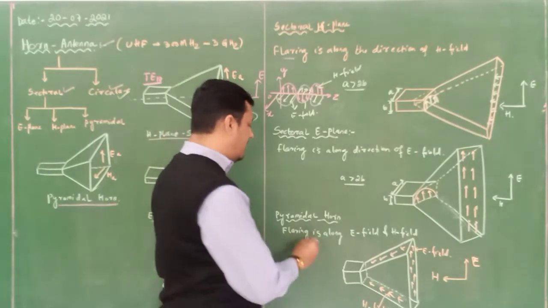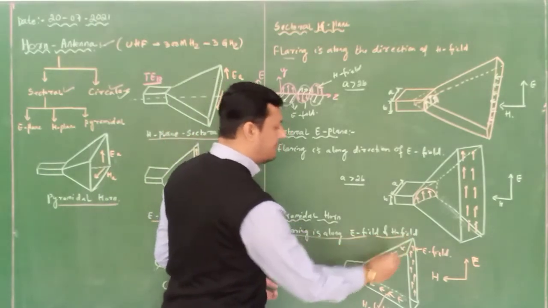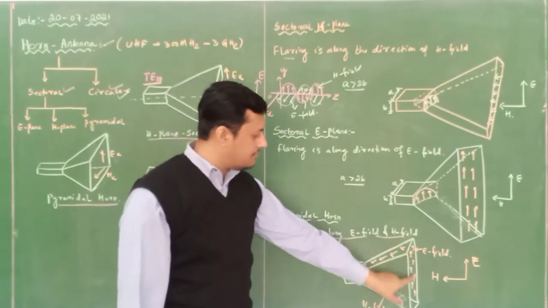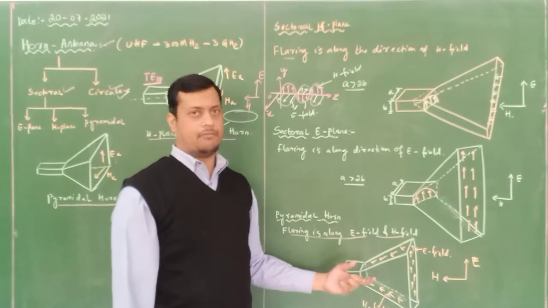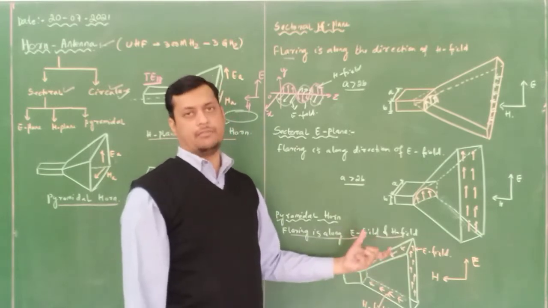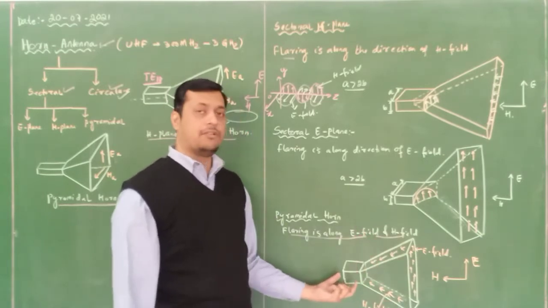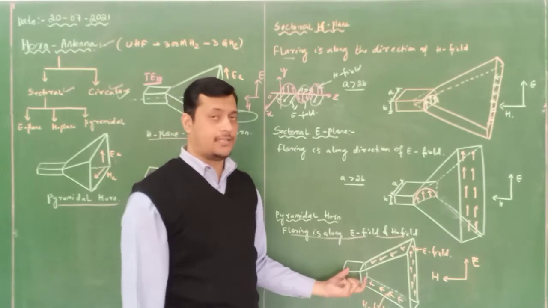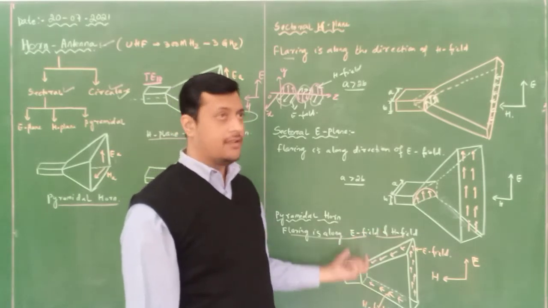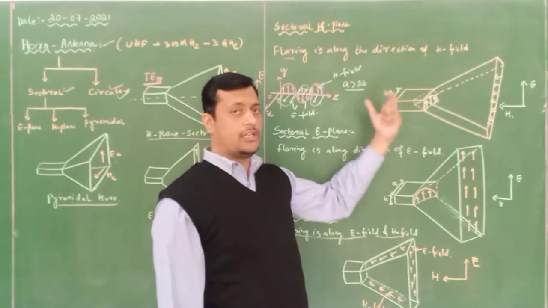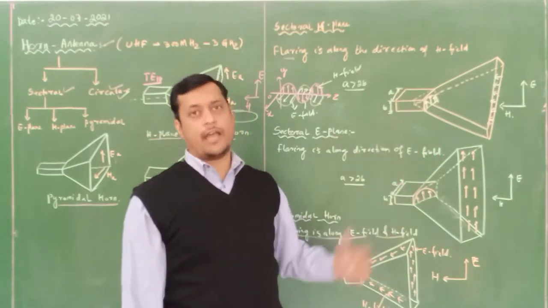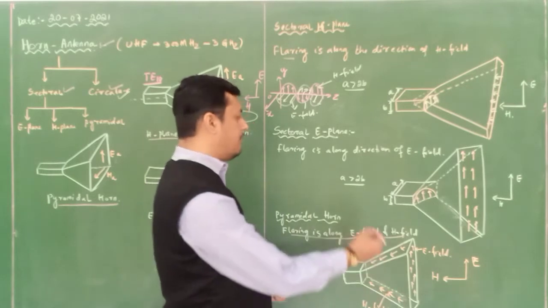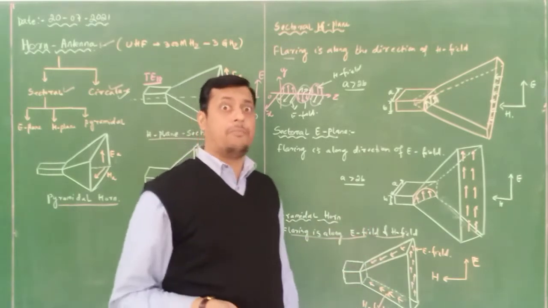So here the flaring is along both the electric field and magnetic field. This vertical is my electric field and horizontal is my magnetic field. So here both the fields are available. If both the fields are available, that means I can say it is called TEM mode. So whether it is TM mode, TE mode or TEM mode depends upon the nature of propagation we need to analyze.